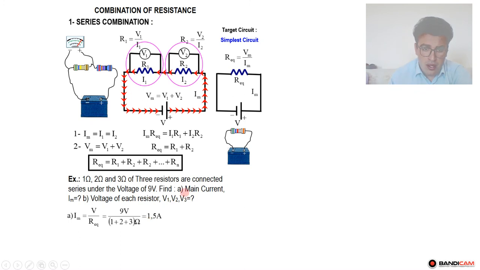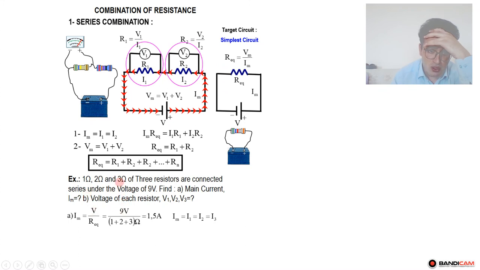Now, find the main current, Im, which means the total current of the circuit. And what else? Find the voltage of each resistance, the potential difference of each of these three resistors, dear student. Now, what will you do? If you want to find the main current, it means that we have to find the total current inside this circuit. How can we find it?